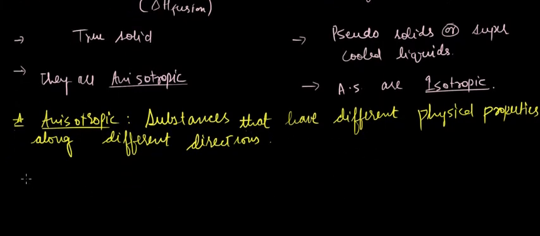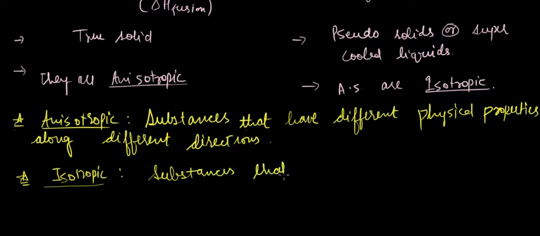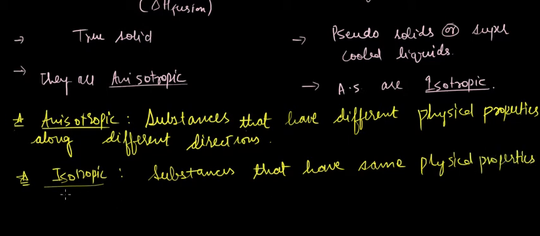Okay, and isotropic are the substances which have the same physical properties even along different directions.